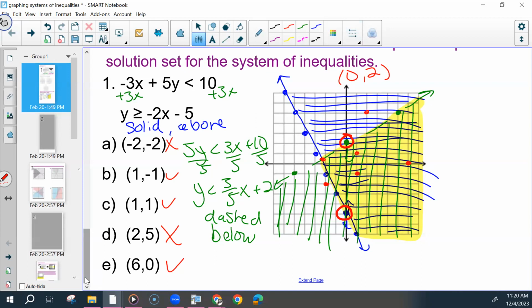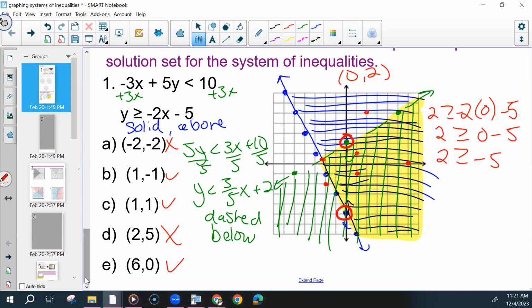Right, so I'm gonna put that in this one first. y is greater than or equal to, sorry, not y, 2, minus 5. So if I put this point in, I have 2 is greater than or equal to 0 minus 5, or 2 is greater than or equal to -5. Is this a true statement? Is 2 greater than -5? Yes. So that one works, but then we also have to test it in this one.